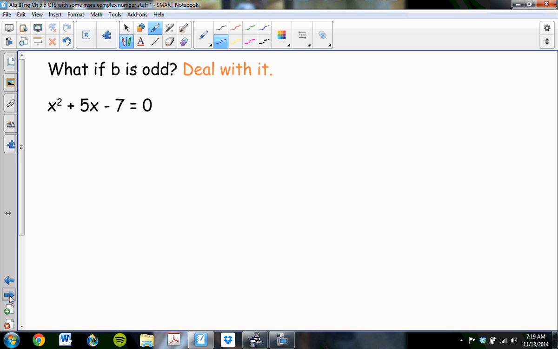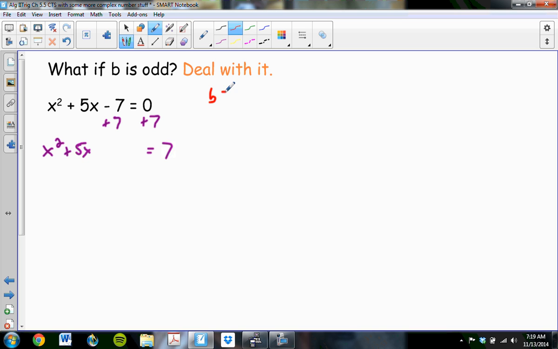I want to solve this by completing the square. This time the b value is going to be odd, which we didn't deal with in our last video. Just a reminder, my goal is to take something that has two variables and write it in such a way that there's only one variable, where it becomes like x plus or x minus something squared. Well, the first thing that we do is we move this c value to the other side. So I add a 7 to both sides, and I get x squared plus 5x equals 7.